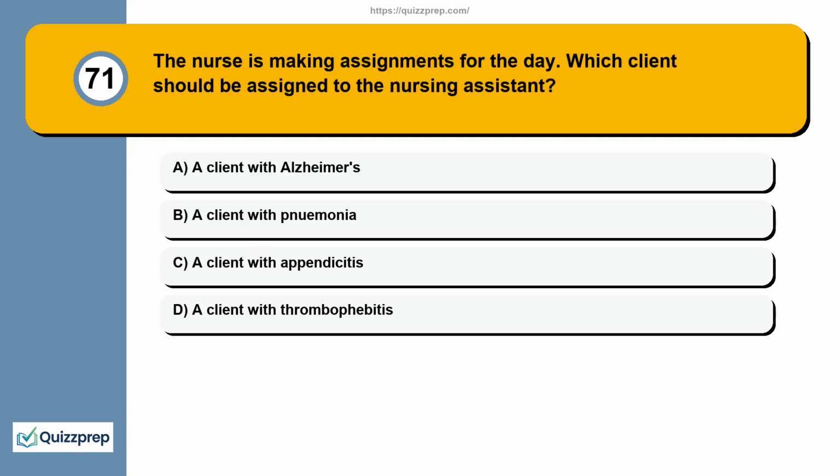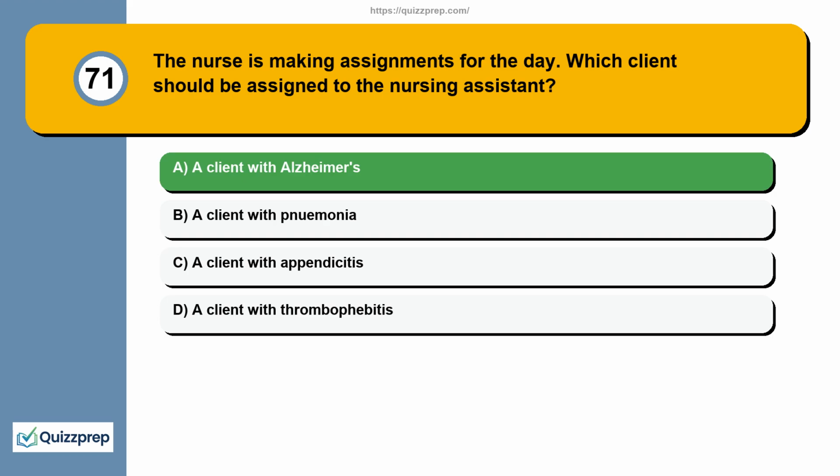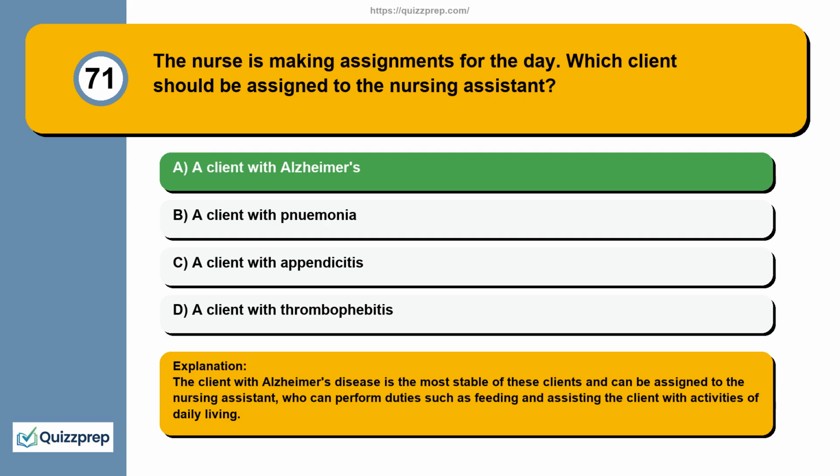Question 71. The nurse is making assignments for the day. Which client should be assigned to the nursing assistant? A client with Alzheimer's, a client with pneumonia, a client with appendicitis, a client with thrombophlebitis. The client with Alzheimer's disease is the most stable of these clients and can be assigned to the nursing assistant, who can perform duties such as feeding and assisting the client with activities of daily living.